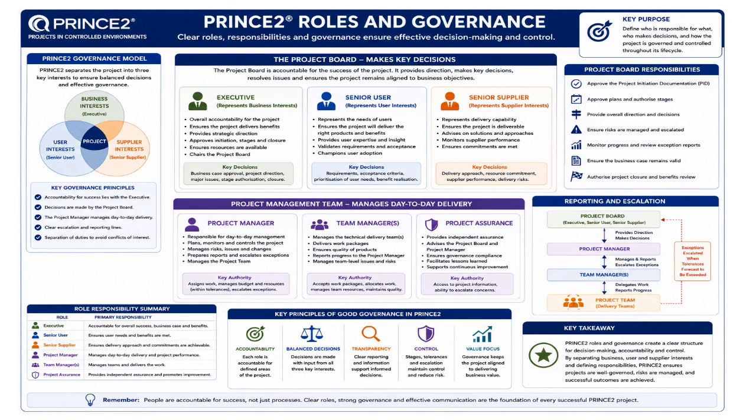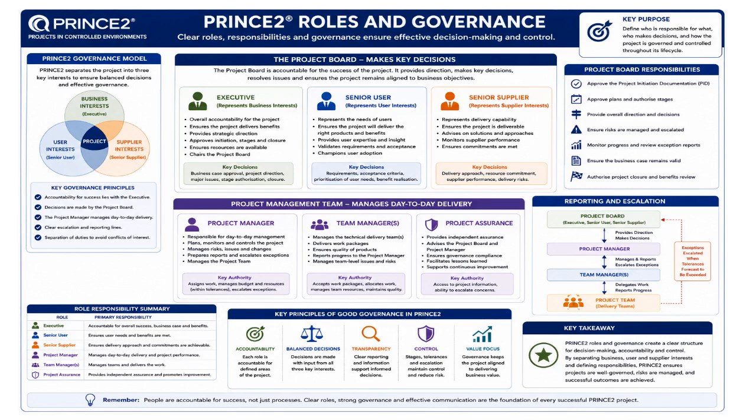PRINCE2 separates the project into three major interests: business interests, user interests, and supplier interests. This separation is extremely important because successful projects must balance organizational goals, user needs, and delivery capability. The business interests are represented by the executive. The executive ensures the project delivers value and aligns with strategic objectives.